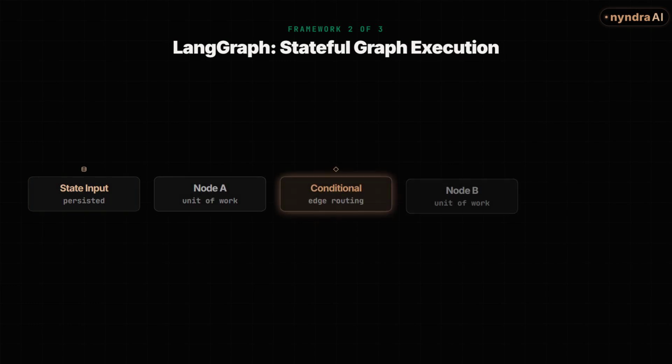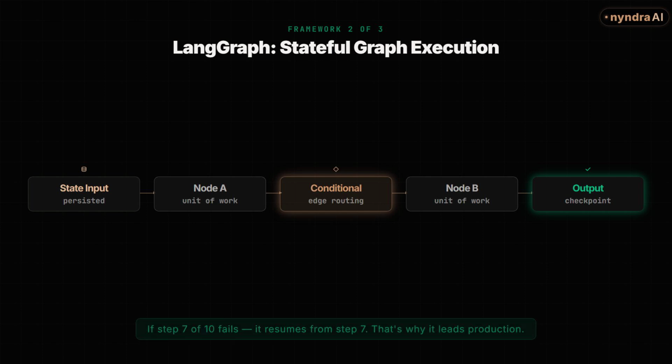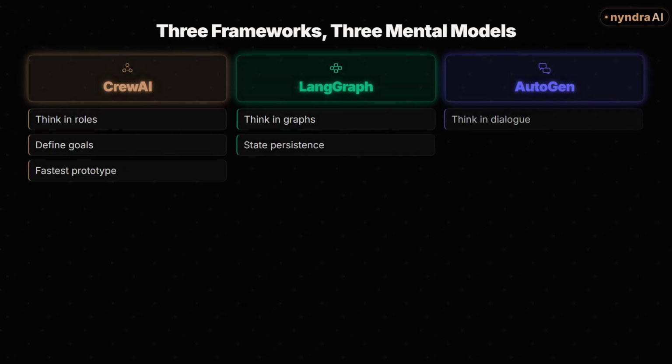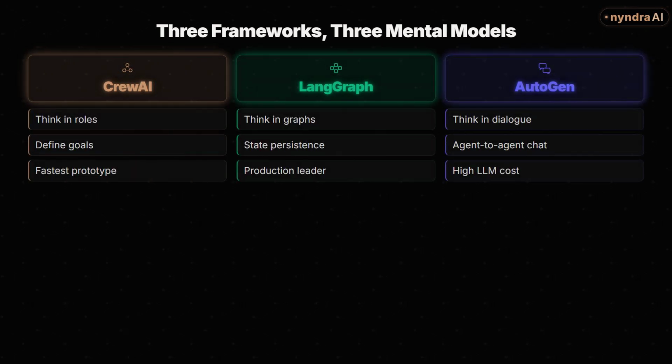LangGraph thinks in graphs. Nodes are units of work. Edges are the transitions. State persists at every checkpoint, so if step 7 of 10 fails, it resumes from step 7. That's why it leads production deployments. AutoGen thinks in conversations. Agents literally talk to each other, building shared context through dialogue. It's powerful for complex reasoning. But 4 agents running 5 rounds? 20 LLM calls. Minimum. That adds up fast.